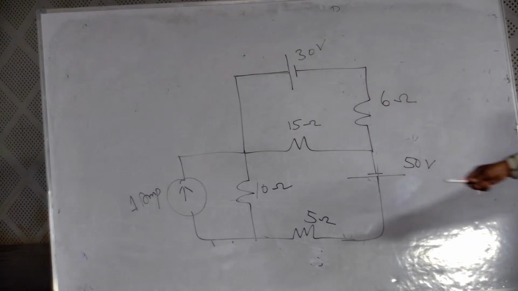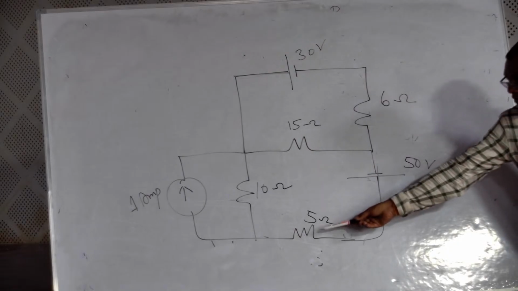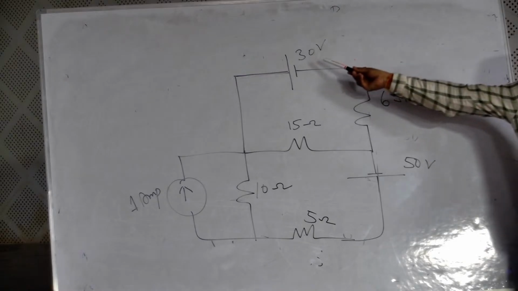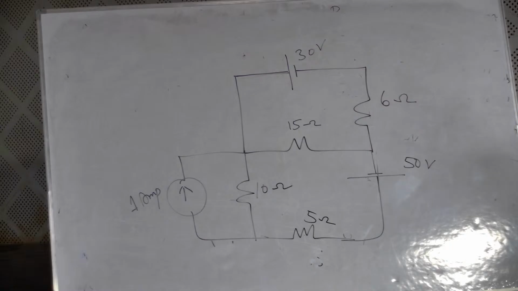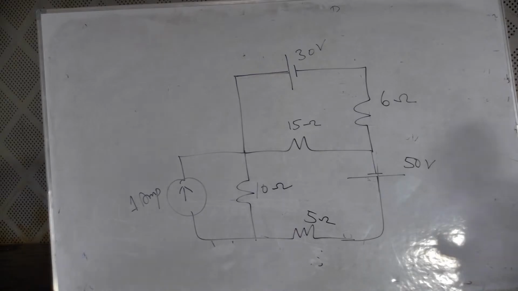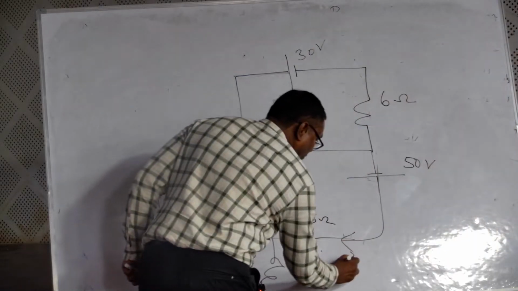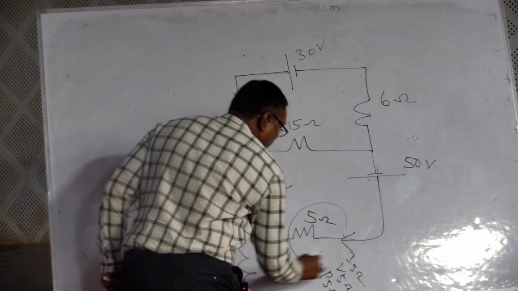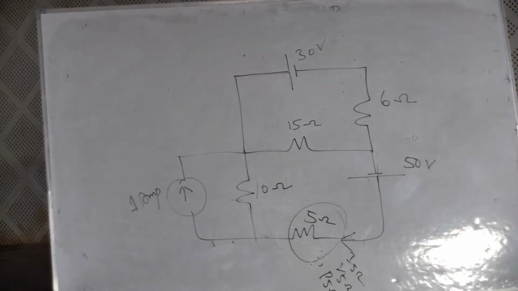1 ampere, 10 ohms, 5 ohms, 15 ohms, 6 ohms, 50 volts, 30 volts. Is the diagram given? We have to find out the current through 5 ohms: I 5 ohms, V 5 ohms, P 5 ohms, by using mesh method and nodal method.